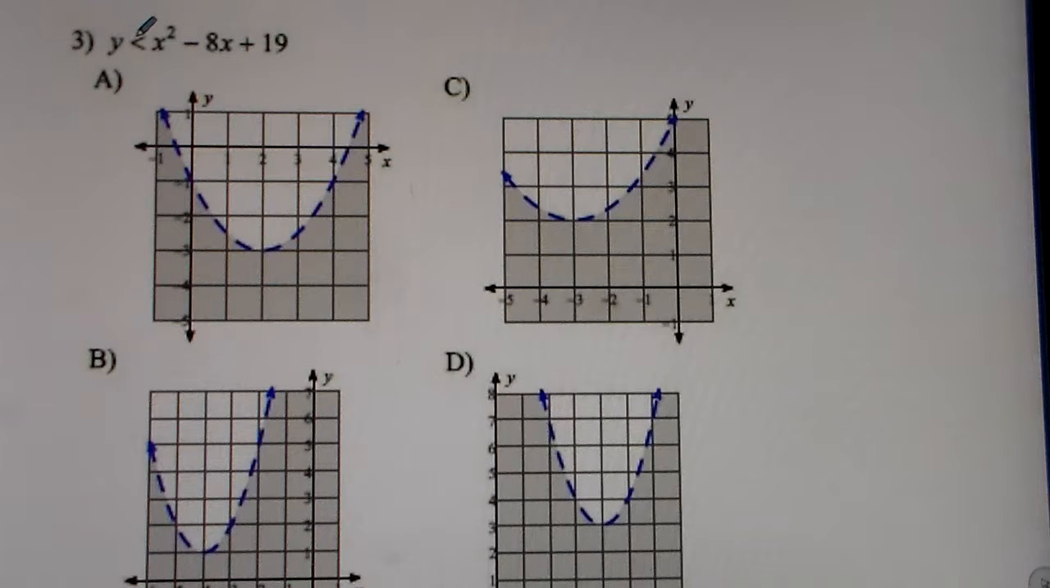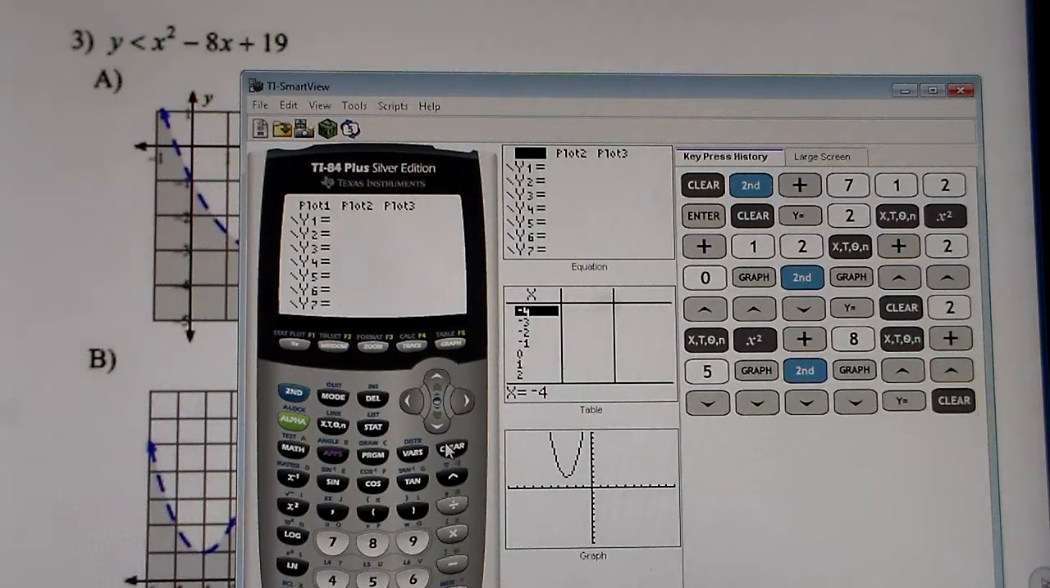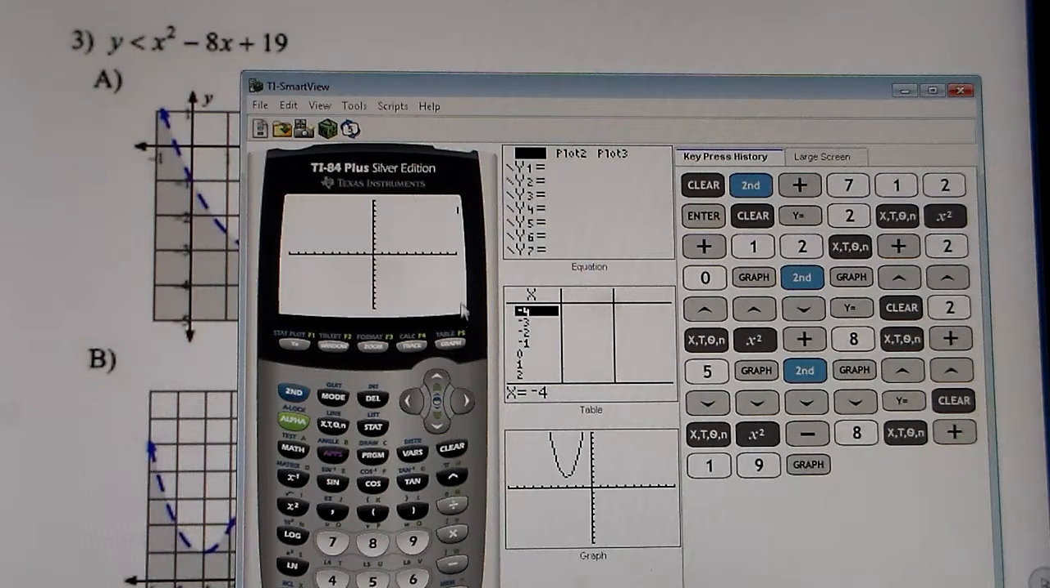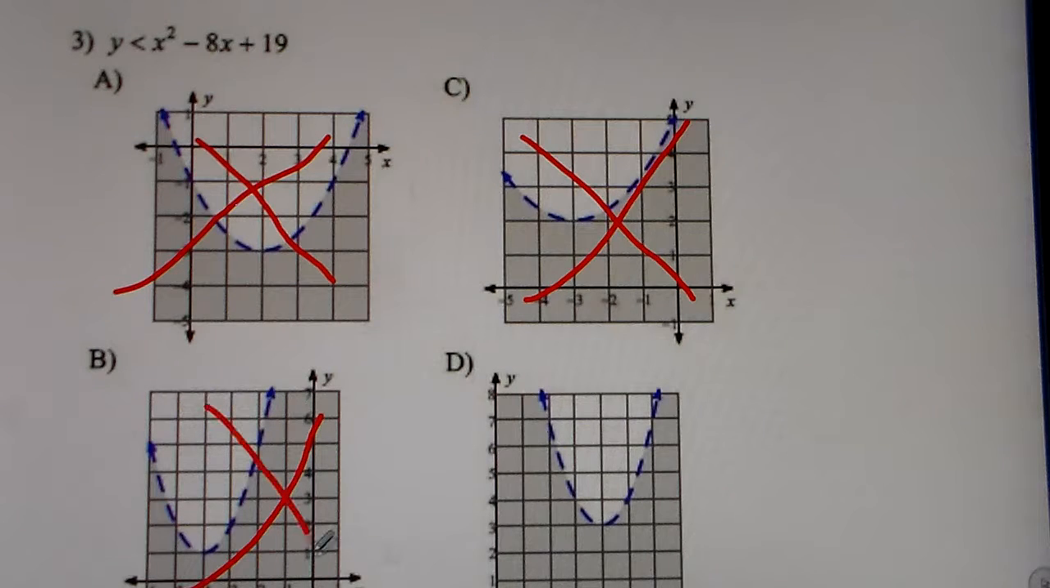All right, let's try number 3 together. We have the parabola of y is less than x squared minus 8x plus 19. We type that into the calculator to see what it's going to look like. So we type x squared minus 8x plus 19. We hit the graph button. We see that our graph is in quadrant 1. So we could look at our options here. A is not in quadrant 1, so we cross that out. C is not in quadrant 1, so we cross that out. B is not in quadrant 1, so we cross that out.